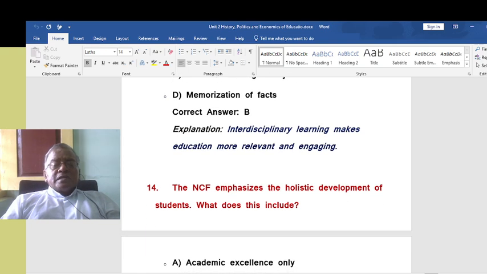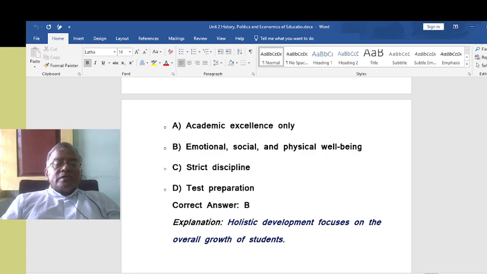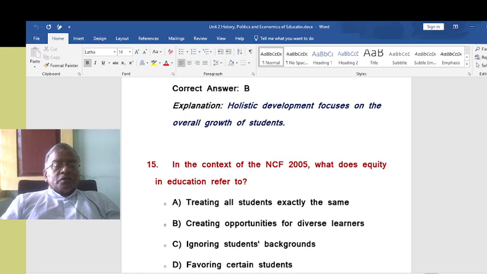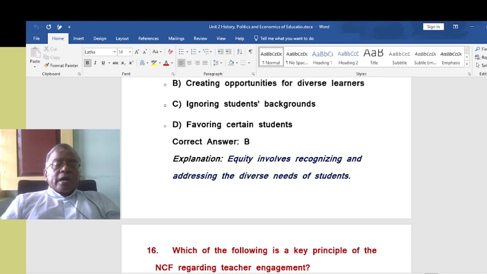The NCF emphasizes the holistic development of students. What does this include? That is emotional, social and physical well-being. Holistic development focuses on the overall growth of the students. In the context of the NCF 2005, what does equity in education refer to? That is creating opportunities for diverse learners. Equity involves recognizing and addressing the diverse needs of students.